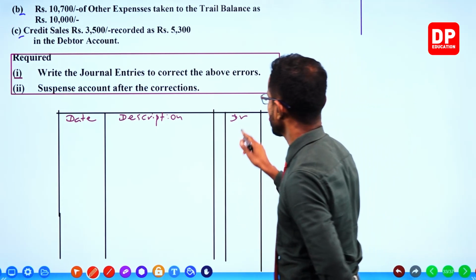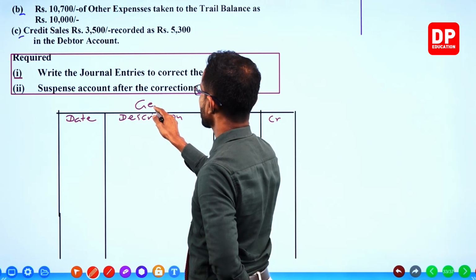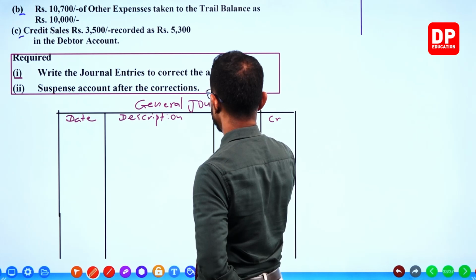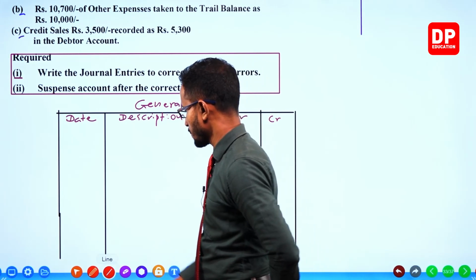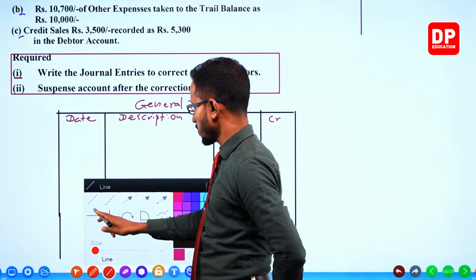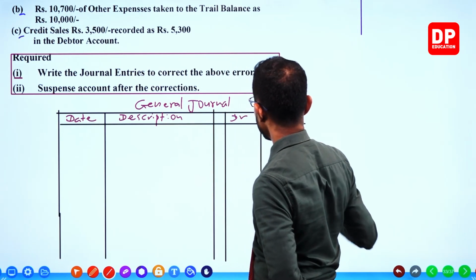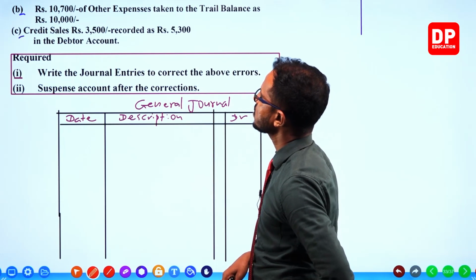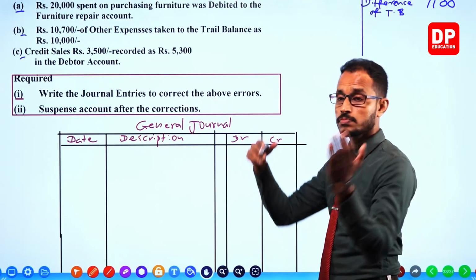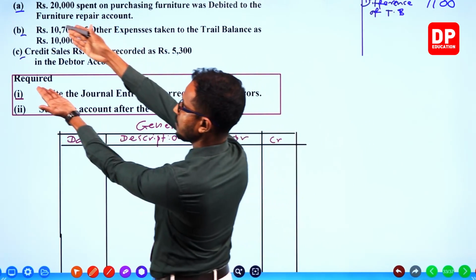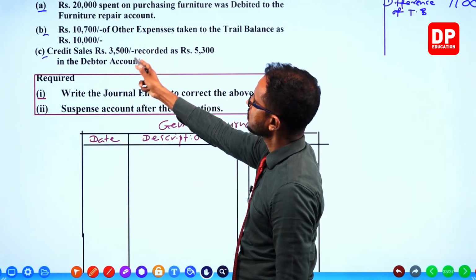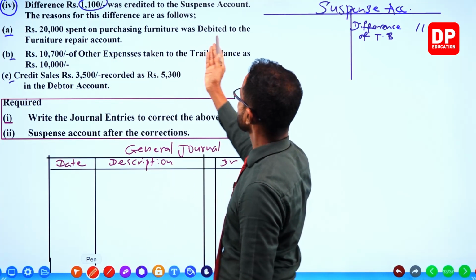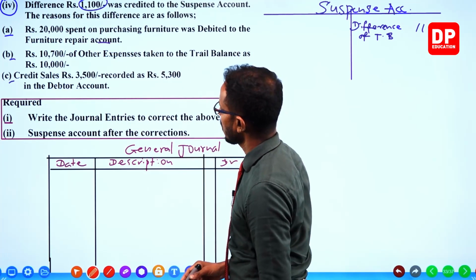Evident Credit. This is the general journal. Okay. Here we go. Now, first one. On top, 20,000 spent on purchasing furniture debited to the furniture repair account.